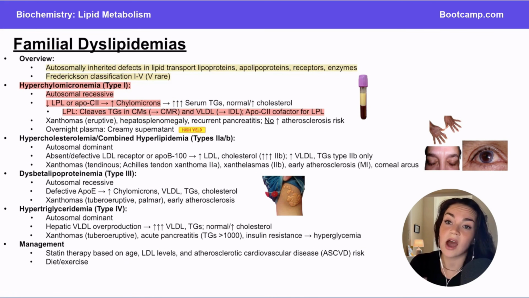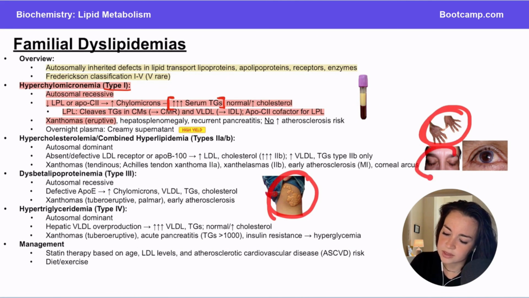Because we're not cleaving out these triglycerides from these chylomicrons, you are going to see a massive increase in serum triglycerides, as well as either a normal or perhaps a slightly elevated total cholesterol. And so one of the clinical features are what are called xanthomas. Xanthomas, broadly as a category, are just deposits of lipids in the skin. Throughout the slide here, I have a couple of different examples of types of xanthomas.